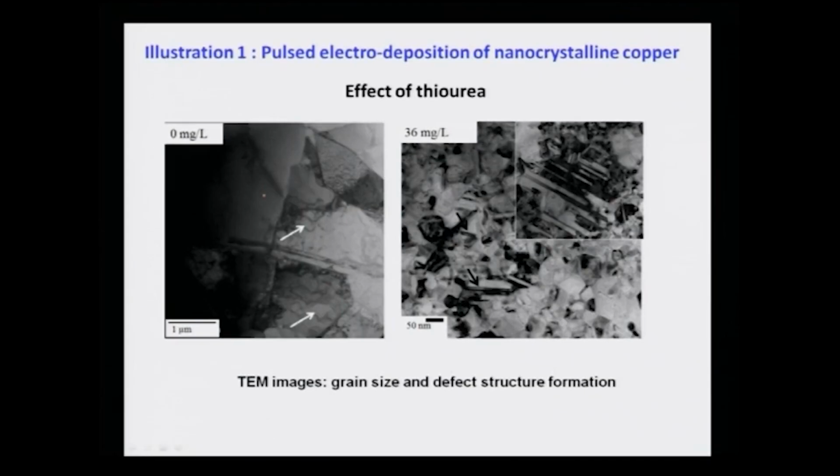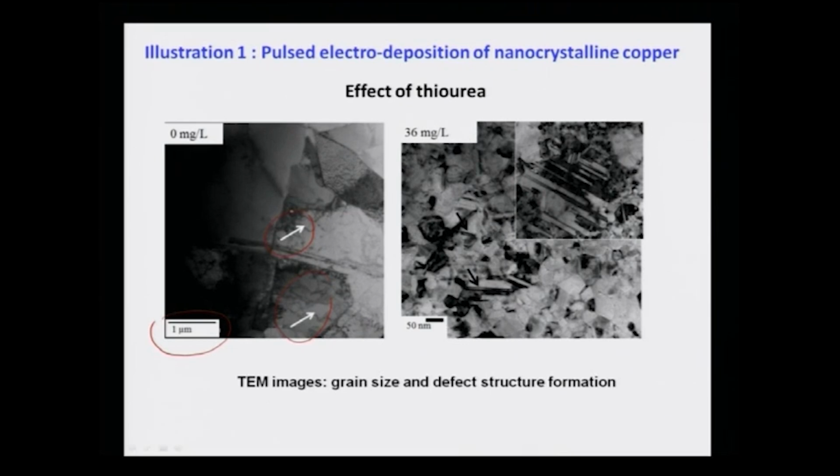The left one is showing you the transmission electron microscopic image in the bright field mode of the sample deposited without addition of any thiourea, where you can see very large grains. This bar is a micron bar, 1 micron. So, grains are very large, of the order of 2 to 3 micron, and they contain a lot of dislocations inside them, which are marked by these white arrows.